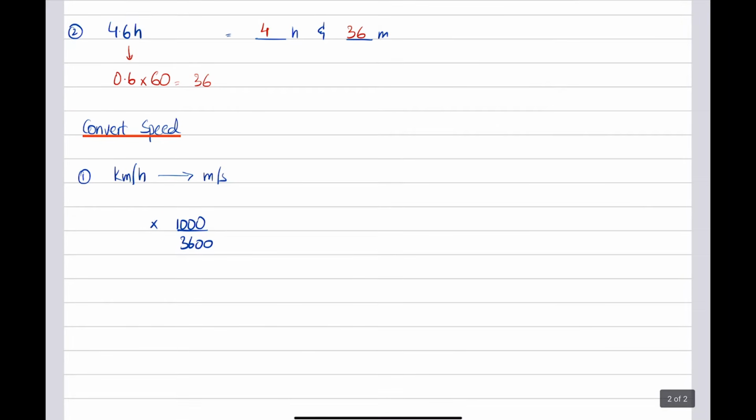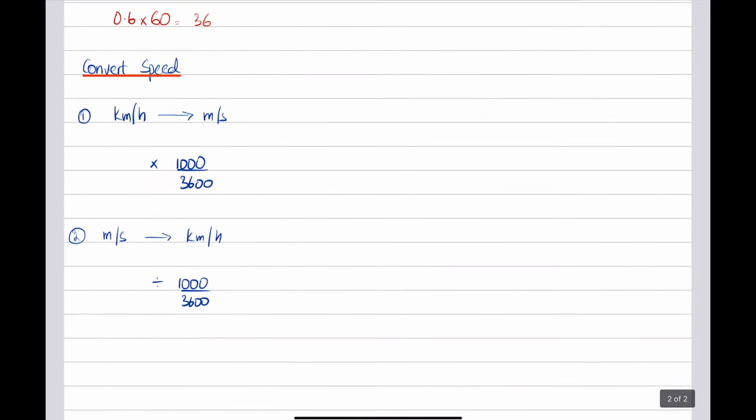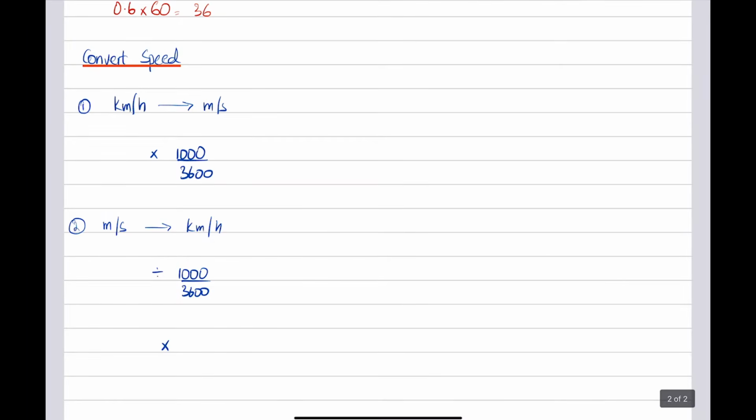Okay. Now, what if it was the other way? What if, let's say, you had to convert meters per second to kilometers per hour? In that case, you would divide by 1000 upon 3600. But when you change this division to multiplication, this becomes 3600 over 1000.